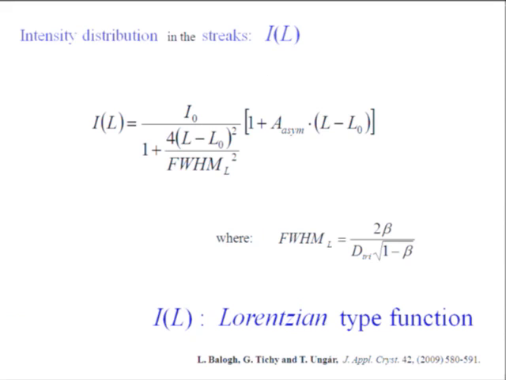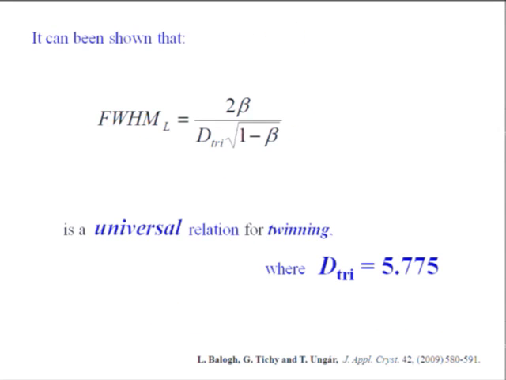The full width half max in the triclinic system in reciprocal space can be written in this form, where beta is the twin density, and this d sub triclinic is a constant. This Lorentzian type function, it turns out that this constant is 5.775.